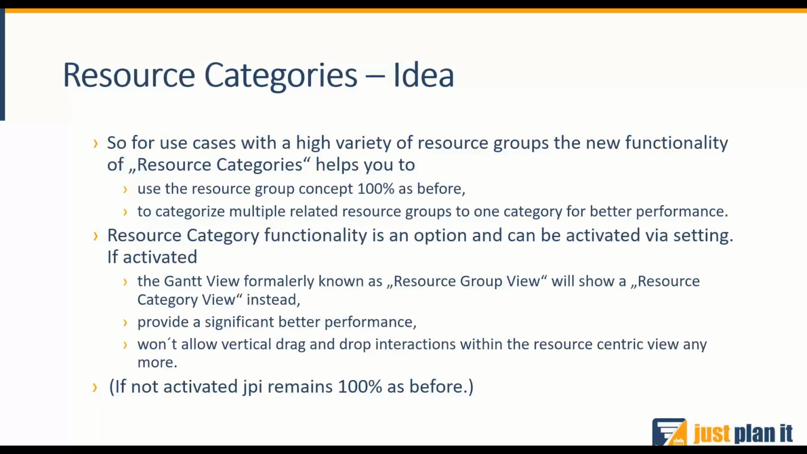But the resource category functionality is an option and is 100% optional. If you do not want to use it, it stays just as it was before the update. But if you activate it, we change basically the resource group view to a resource category view that, depending on your setup and the setup of your categories, at which we will take a closer look in a couple of minutes, will significantly help you improve the performance in the resource group view, but comes with a couple of deficits in terms of interactions, as with the focus on reorganizing of the resources and the resource groups, we lose information that needs to be there for specific interactions, but I will talk more about this when we take a look at the actual demo.